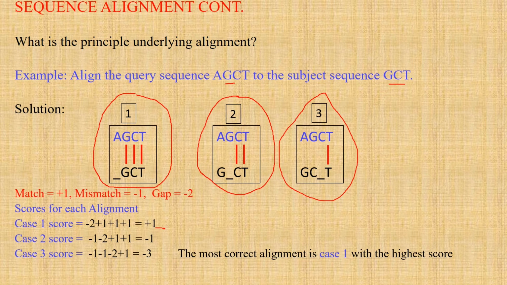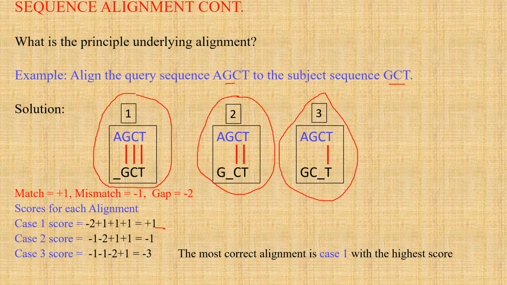We come to the third case. A has a mismatch with G, so the value is minus 1. G has a mismatch with C, so the value is minus 1. C matches with a gap, so the value is minus 2, so we put our minus 2. T perfectly matches with T, so we put our plus 1. When you sum all of that, it gives you minus 3.